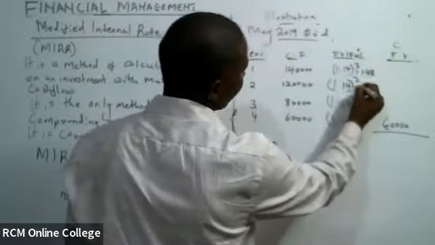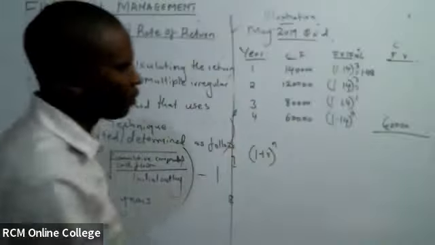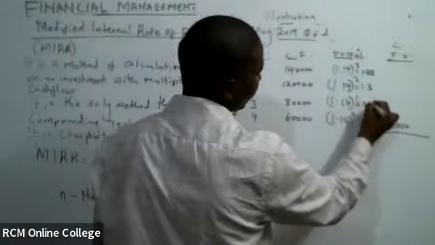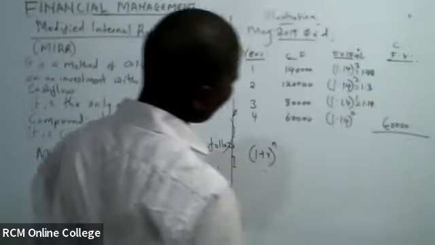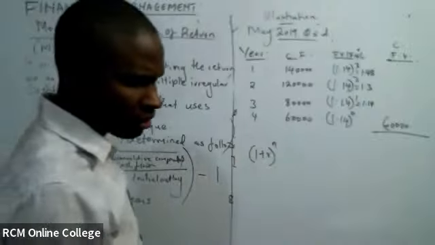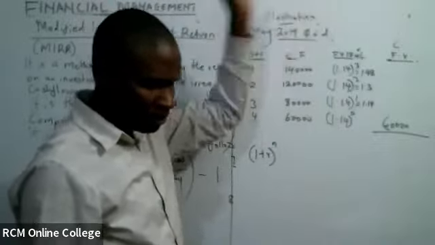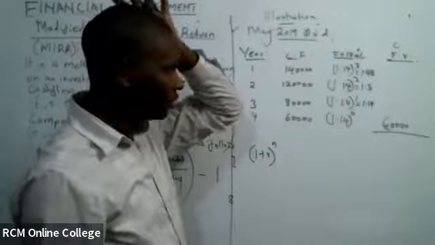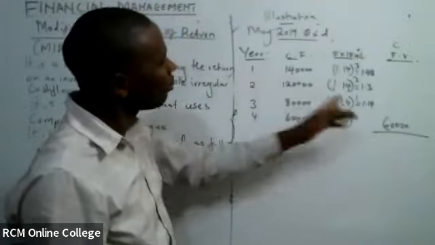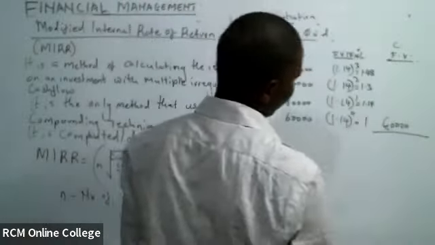The next one is raised to 2. 1.14 raised to 2 is 1.3. The other one is the same, 1.14, it remains the same. This one is 1.14 raised to 1. Is it the same, or does it change? It is 1.14. Okay, good. And then this one is 1.